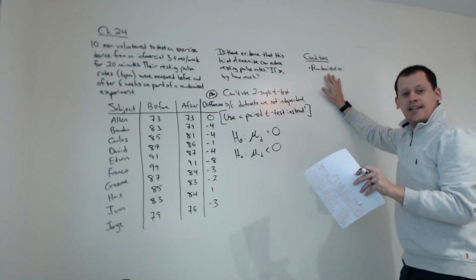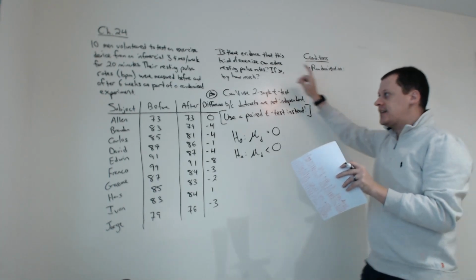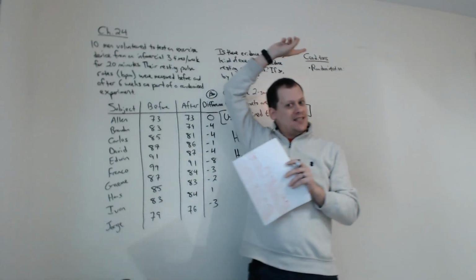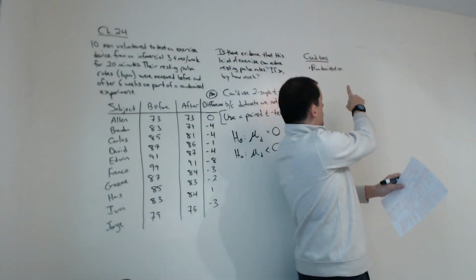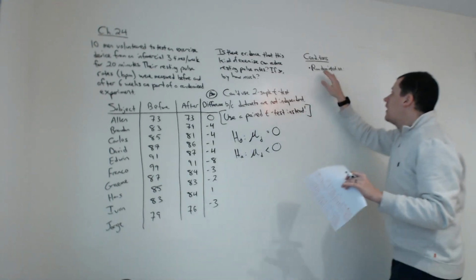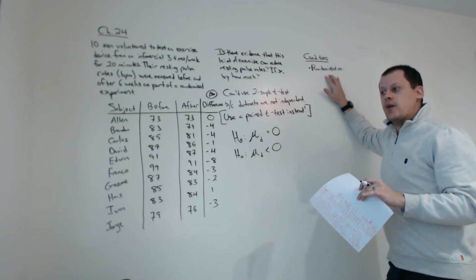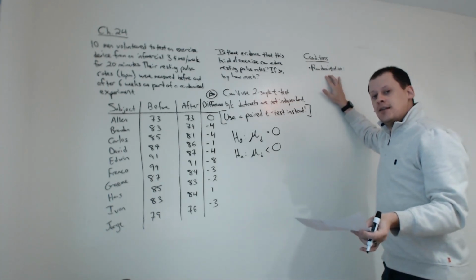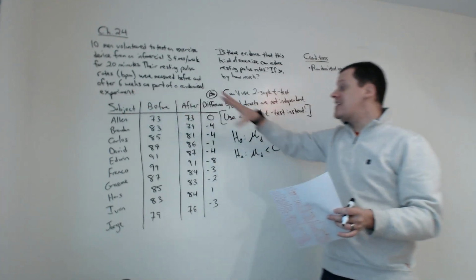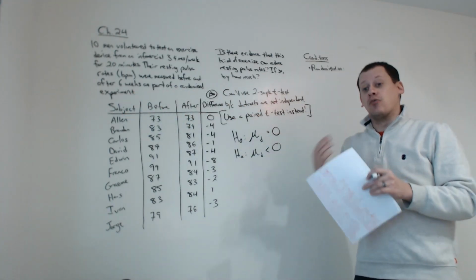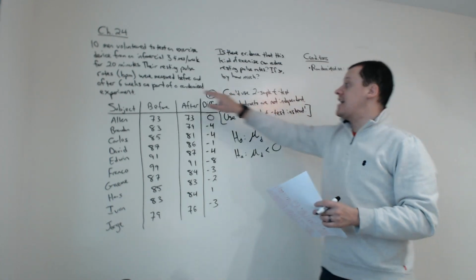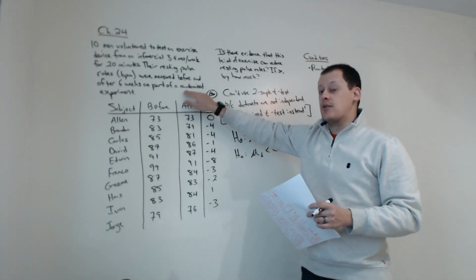How did these guys get into this study? They volunteered. Does that mean this condition is not met? No, because it only needs to be a random sample if you're doing a survey. This is an experiment. So as long as the experiment has randomly assigned treatments, then this condition is met. And it does say that this is part of a randomized experiment.